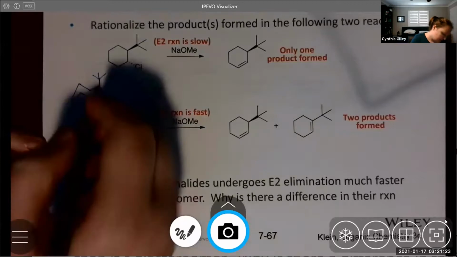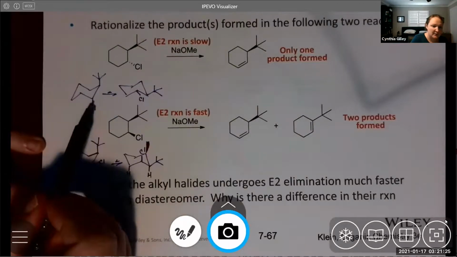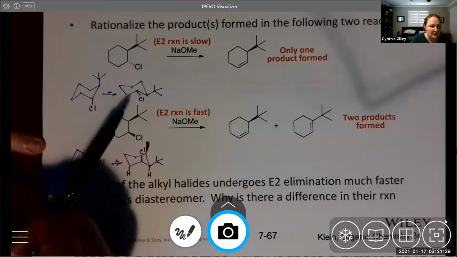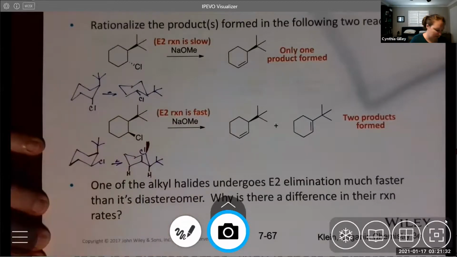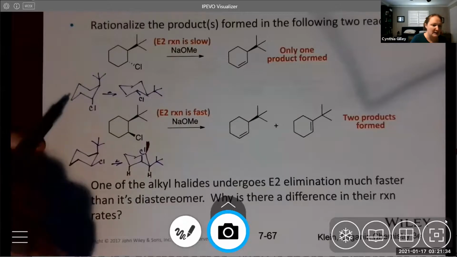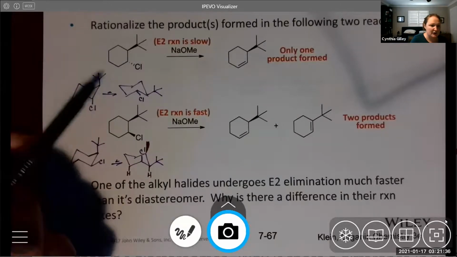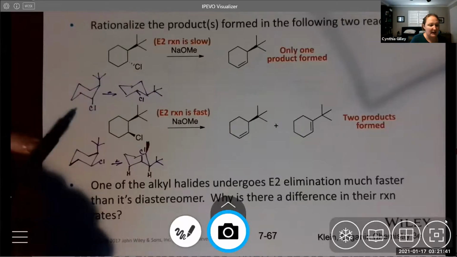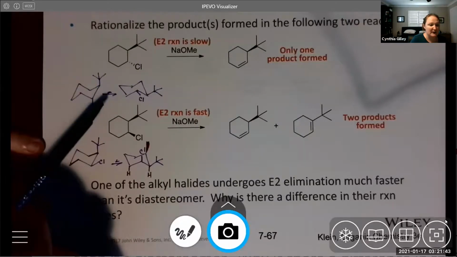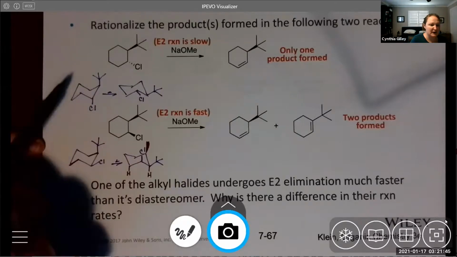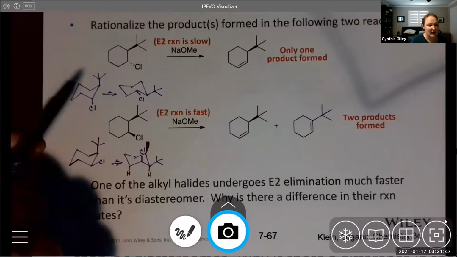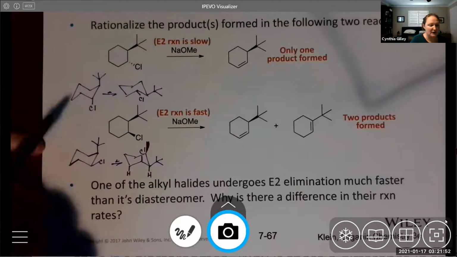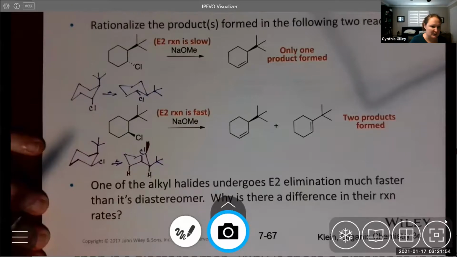Over here, we have a situation where the major chair conformation is not the conformation where an E2 reaction can take place. The E2 reaction can only take place from the conformation on the left, which forms very slowly. So the concentration of this in solution is very low because it's very unstable. So it's going to be a very slow reaction because it requires a chair that is not very stable.